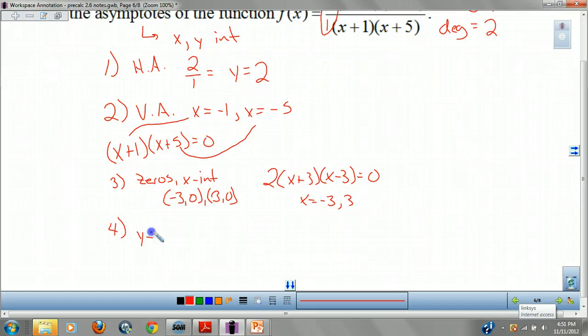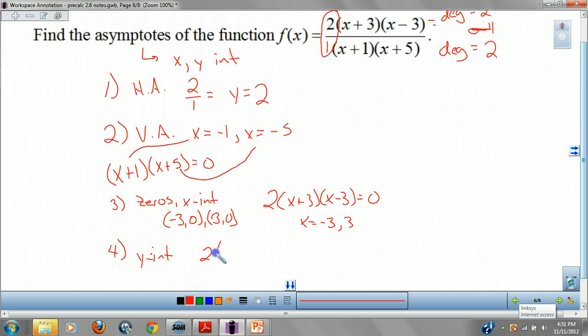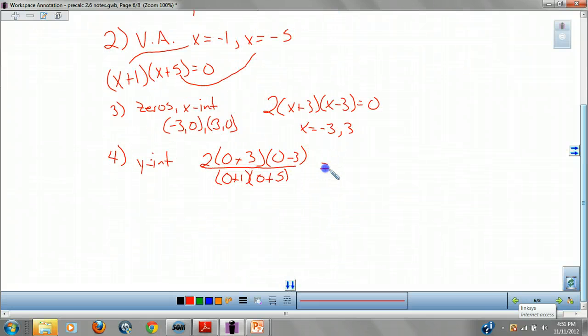Now for a y-intercept, this one's going to actually be the most math. We have to plug 0 in. So we go 2 times 0 plus 3 times 0 minus 3, all over 0 plus 1, 0 plus 5. So we get 2 times 3 times -3, all over 1 times 5, which is going to be -18 over 5.